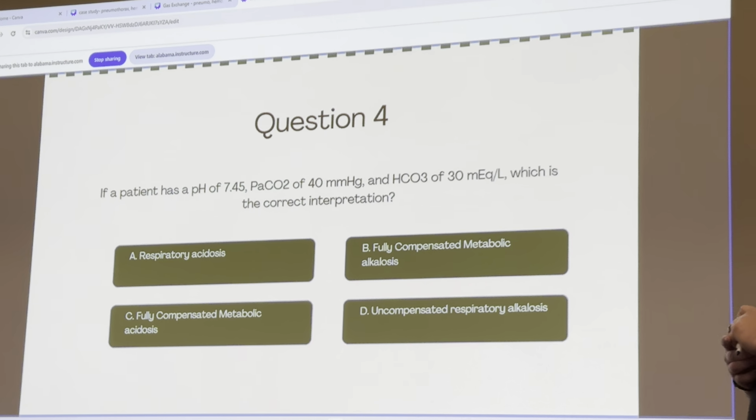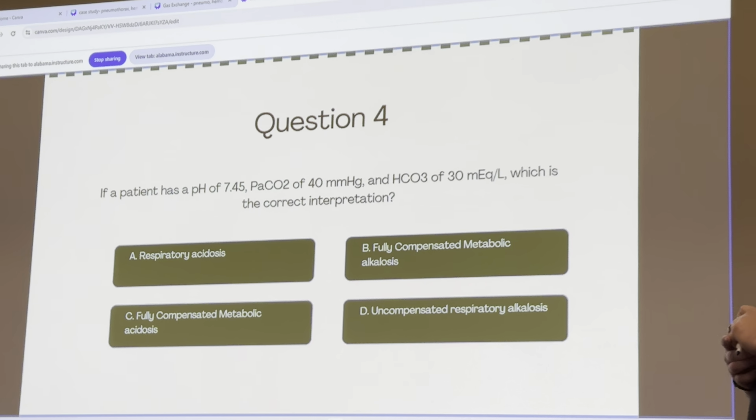Okay. pH 7.45, it's on the high side of normal. My CO2 is right dead in the center. Remember, I can't have too high of a pH and have respiratory acidosis or alkalosis. These arrows cannot go the same way. And so that marks all my respiratory stuff out of the way.